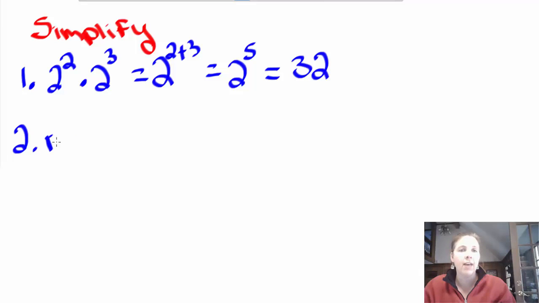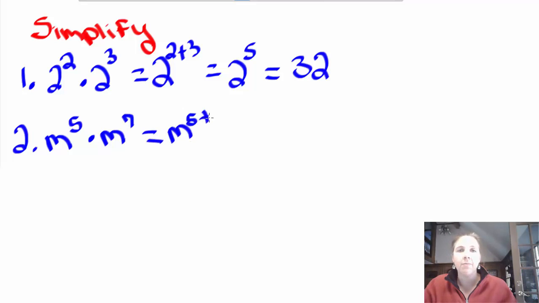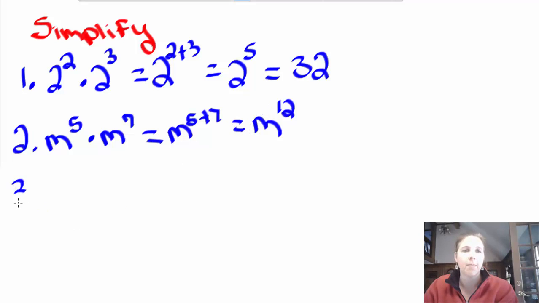So if you have exponents, m to the 5th times m to the 7th equals m to the 5 plus 7, which is m to the 12th. Obviously for this one, there's nothing more you can do because it's just an m. You would just leave it there because there's not a number.